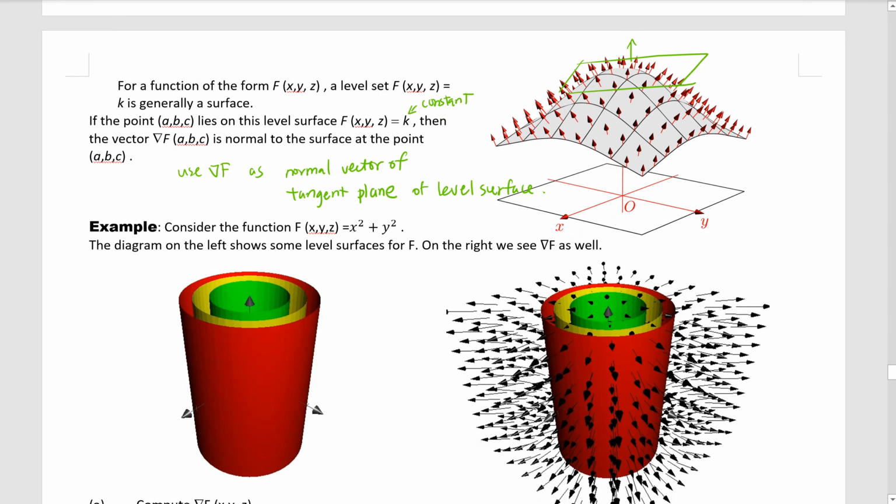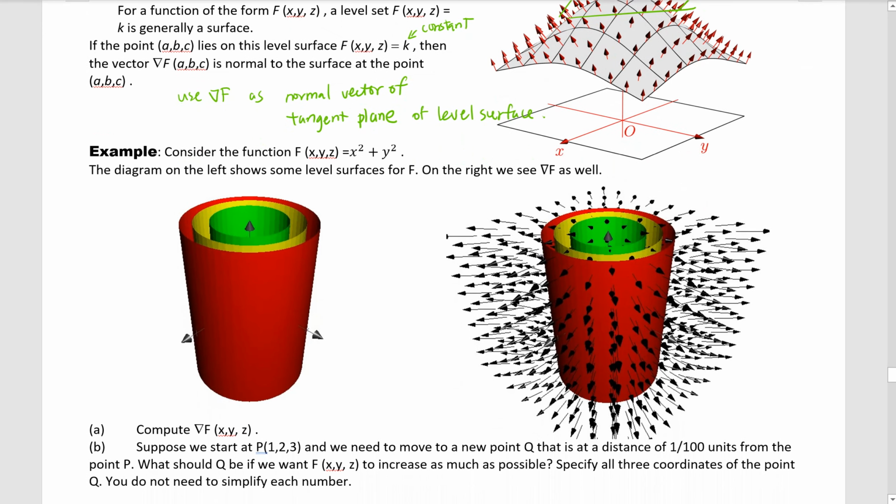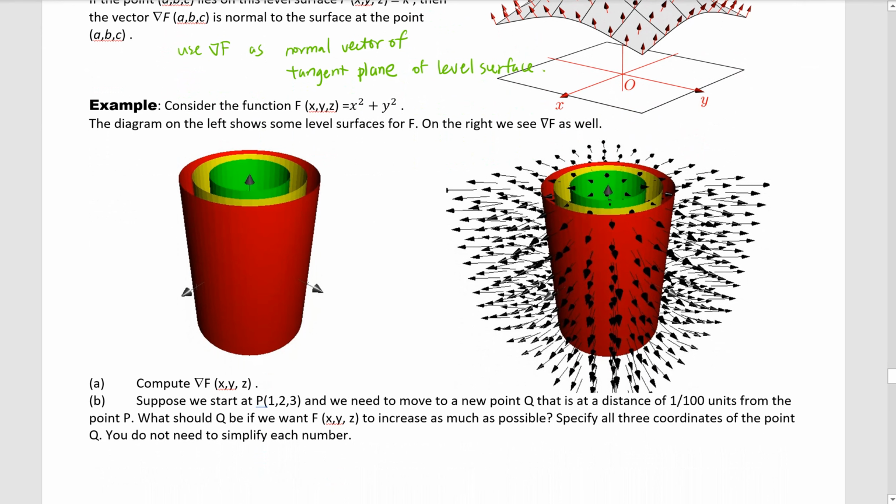Okay, let's look at the following example. Consider the function f equals x squared plus y squared. And because we have no z there, we know this is a cylinder. This is actually a circular cylinder, because when we use a plane, z equals a constant, to intersect the surface, we'll get a circle. Right? The diagram on the left shows some level surfaces for f. On the right, we see the gradient as well.